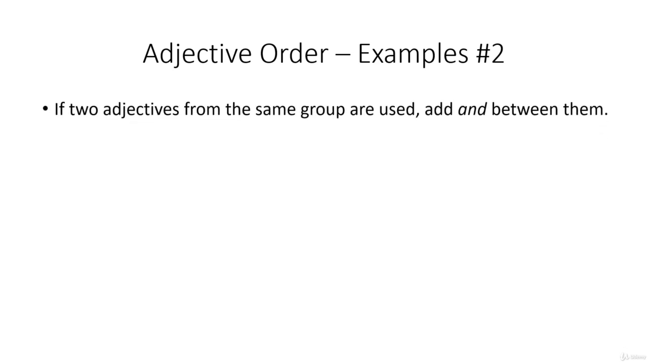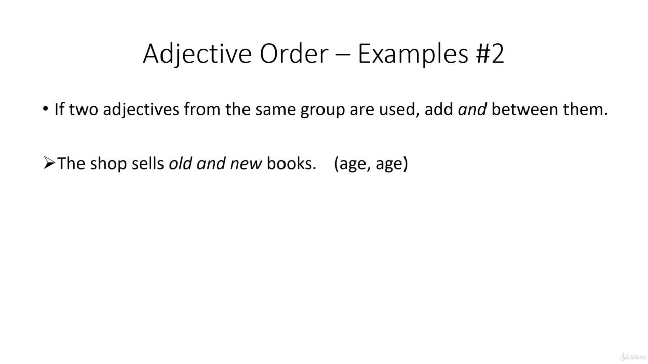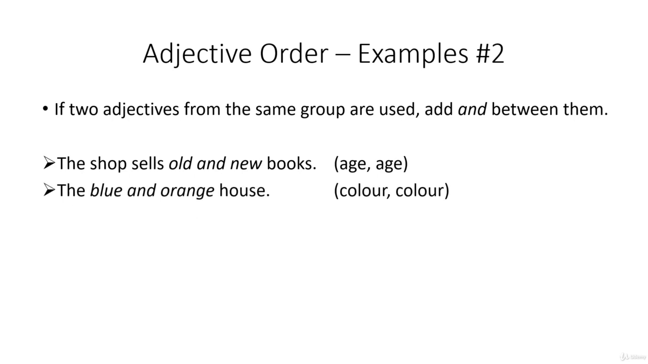Now, if we have 2 adjectives from the same group, we actually put an and between them. And we'll see what we mean here. The shop sells old and new books. So we have 2 from the age category, and we put an and in between. Or the blue and orange house. So we have 2 from the color category.